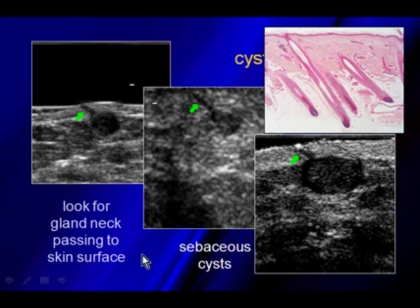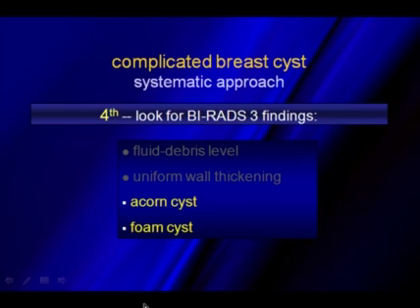The other thing to know, our hair follicles do not just arise straight up from the skin, they come in at an angle. So angling your transducer to look for the neck is very helpful and reassuring in looking at these BI-RADS 2. So continuing on with our systematic approach, the fourth thing that we're going to look for are BI-RADS 3 findings.